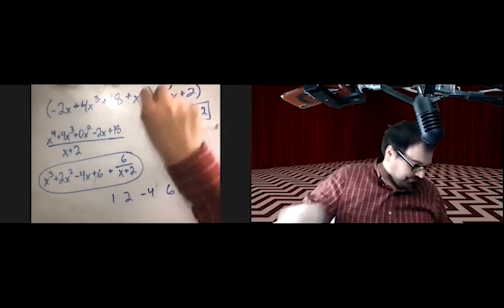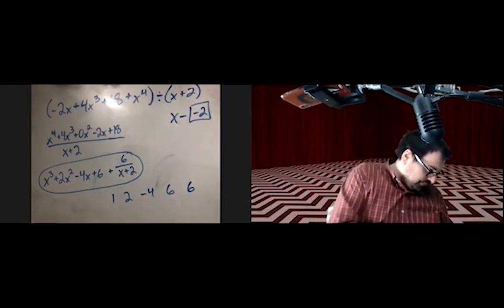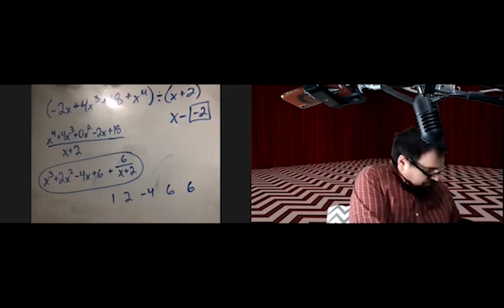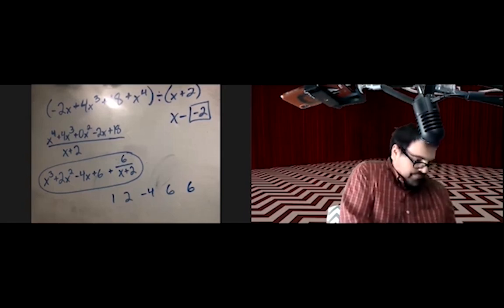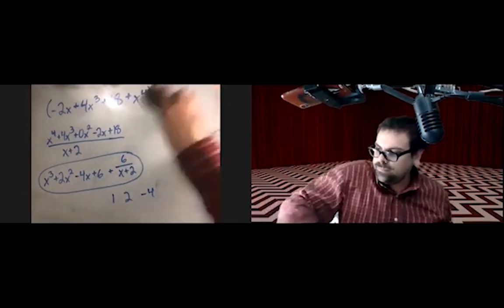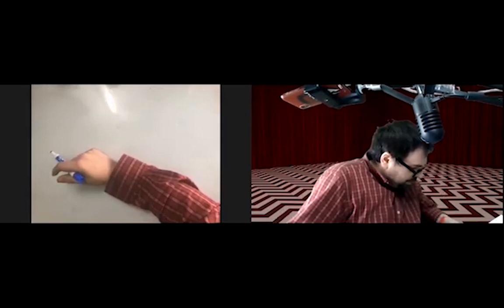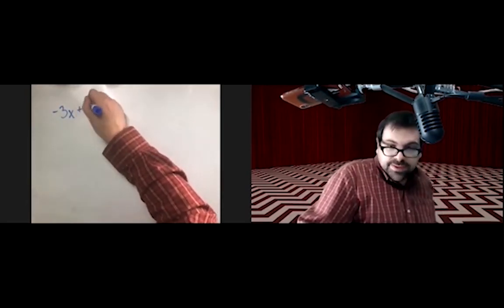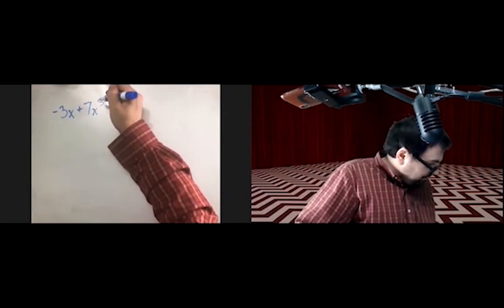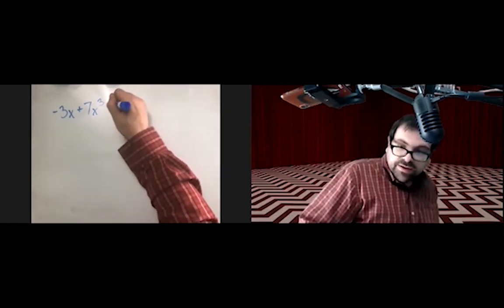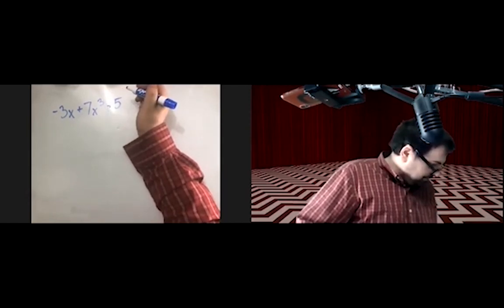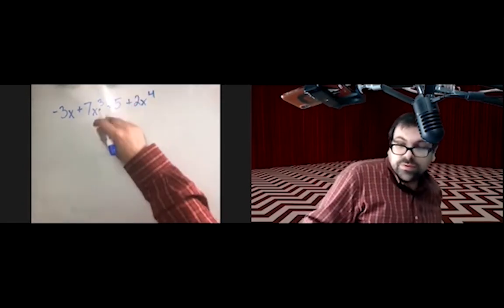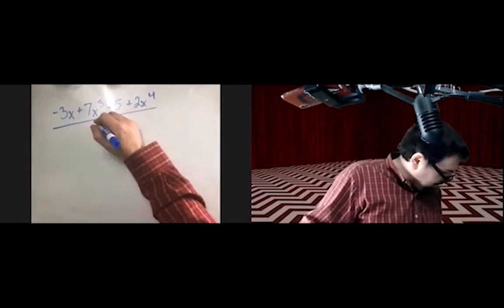Let's go again. Let's take a look at negative 3x plus 7x cubed plus 5 plus 2x to the fourth. And we're going to divide by x plus 1.